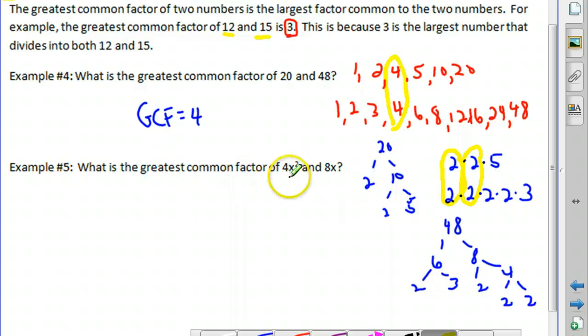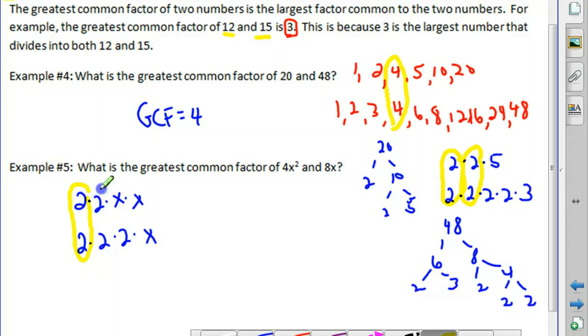Well, what about the greatest common factor of 4x squared and 8x? Well, let's write 4x squared as 2 times 2 times x times x, and let's write 8x as 2 times 2 times 2 times x. Well, what do these have in common? Well, a factor in common to both is 2 and another 2, and they also have an x in common. So that means that the greatest common factor, the largest number that is divisible into both 4x squared and 8x, is 2 times 2 times x, or 4x.